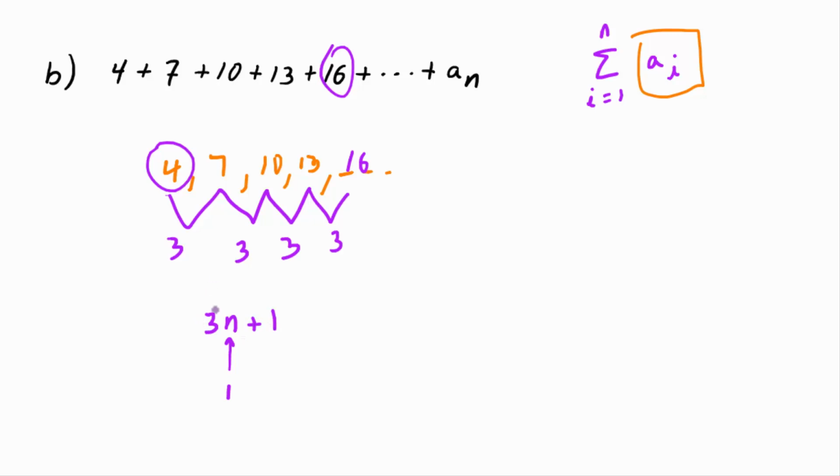So you could check it. If you plug in 2, 3 times 2 plus 1 is 7. Plug in 3, 3 times 3 plus 1 is 10. It'll work every time. I used n out of habit. There's that habit again. But we're going to change it to i here. And we're not done, but that's the hard part.